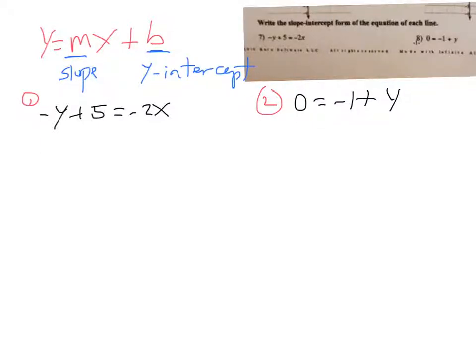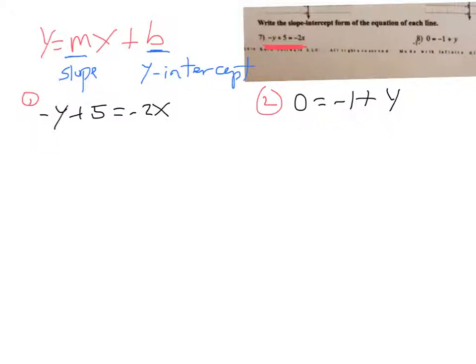Right now, we're going to rewrite an equation that I have here on the top. It's not really too clear, but it says negative y plus 5 equals negative 2x. I have it here on the left, and I rewrote it here. And then the second equation is going to be 0 equals negative 1 plus y.